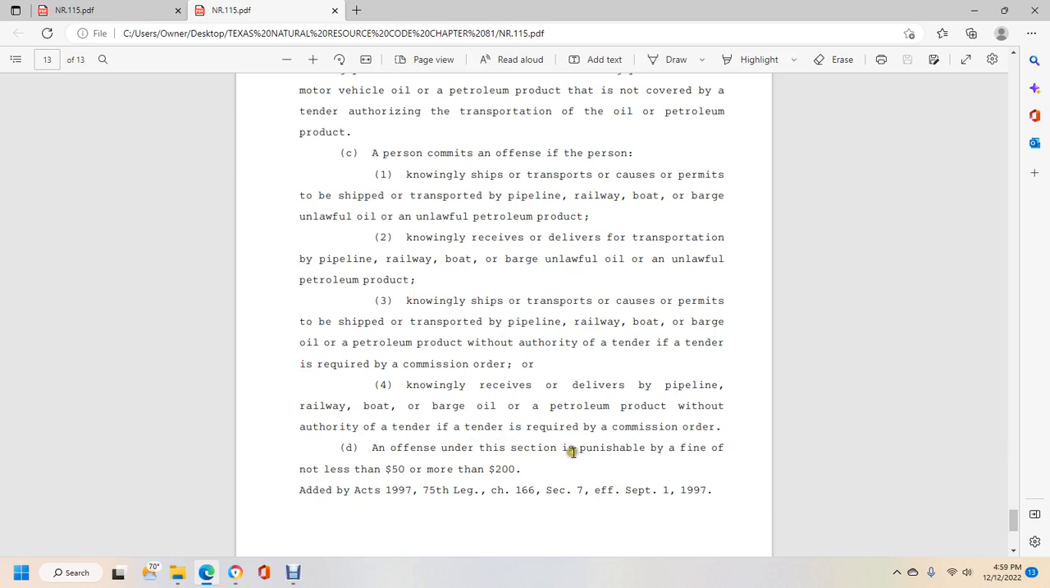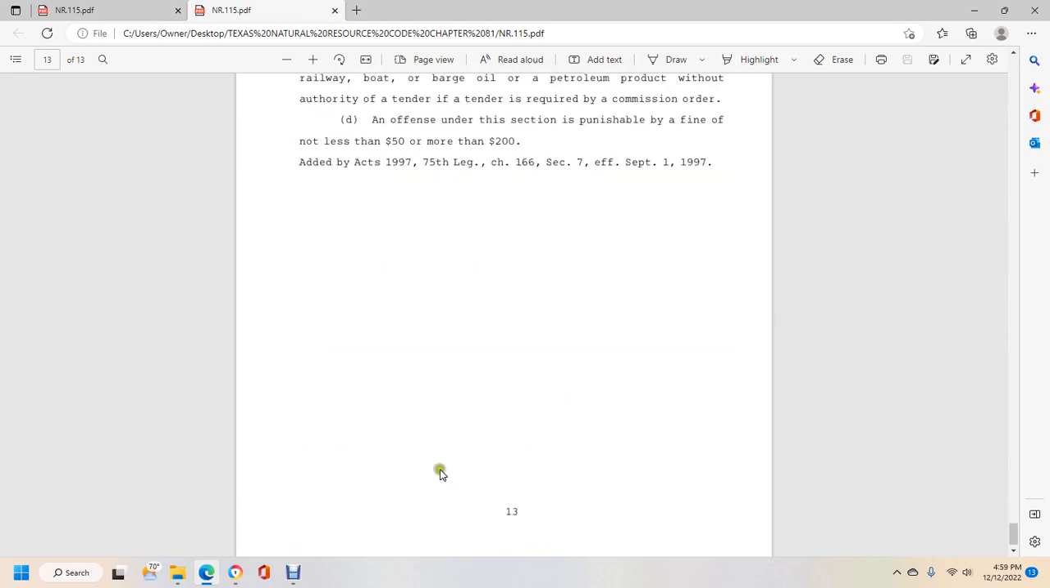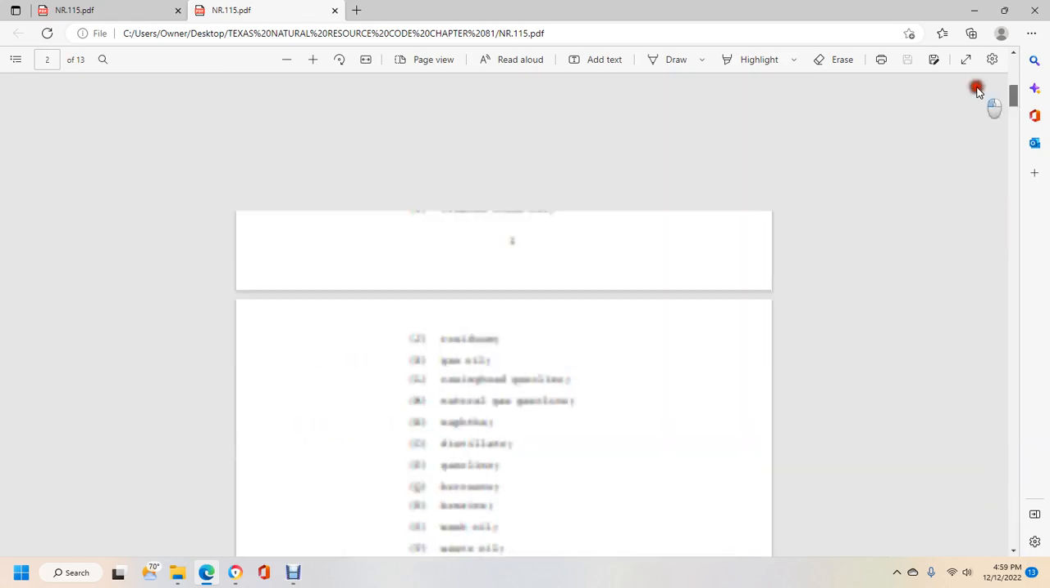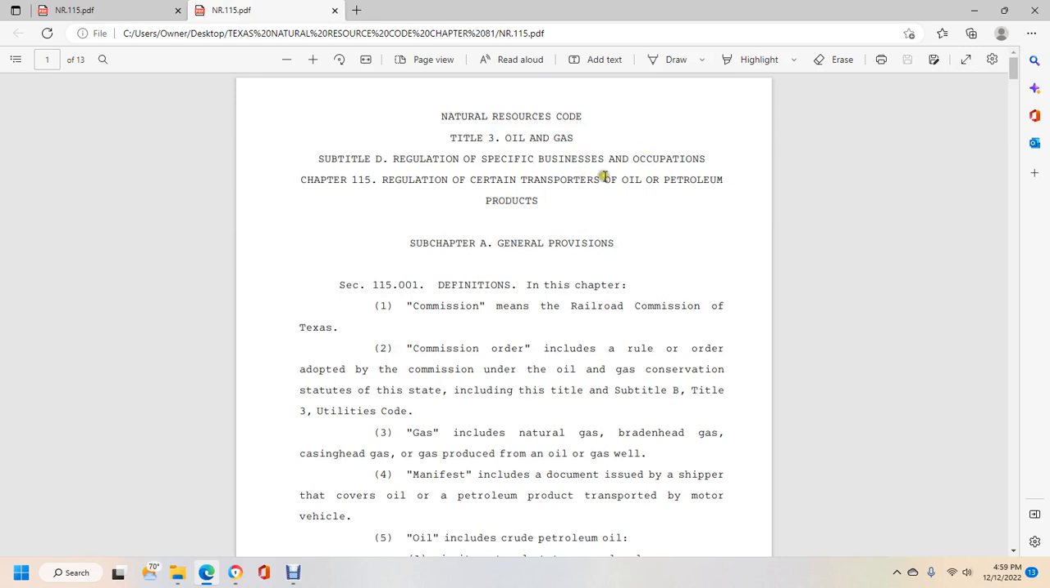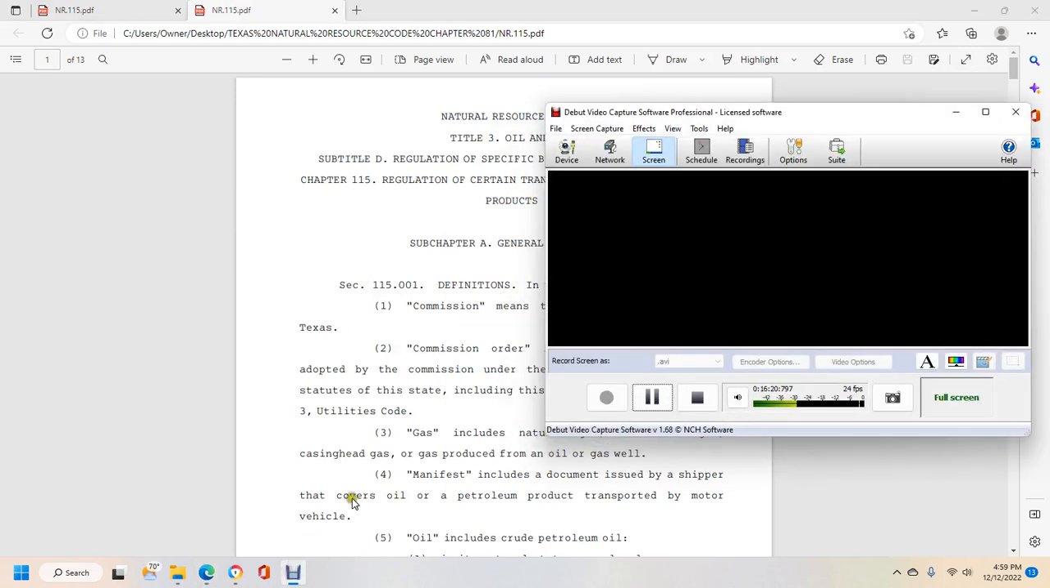D, an offense under this section is punishable by a fine of not less than $50 or more than $200. Added in the Acts of 1997. Alright, and that was regulation of certain transport of oil and petroleum products. Section 115.